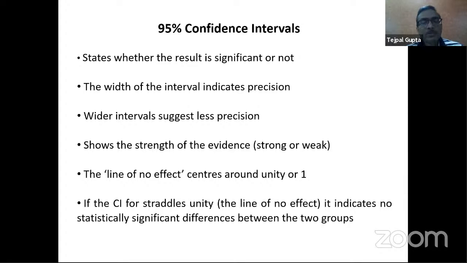So these 95% CIs state whether the result is significant or not. The width of the interval indicates precision. Wider intervals suggest lesser precision. They show the strength of the evidence, strong or weak. The line of no effect centers around unity or 1, and if the CI straddles unity, it indicates no statistically significant differences between the two groups.